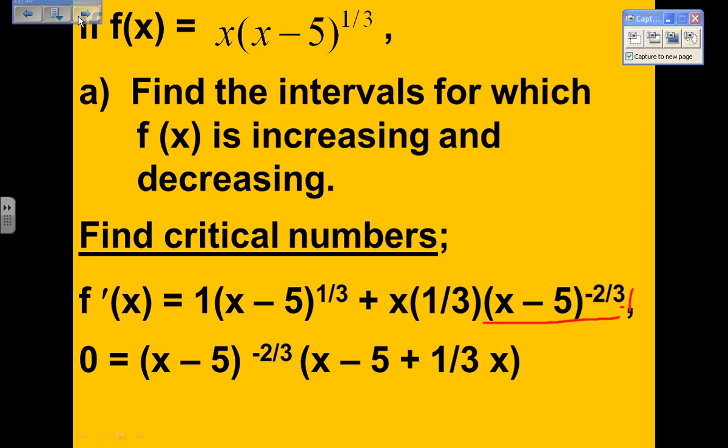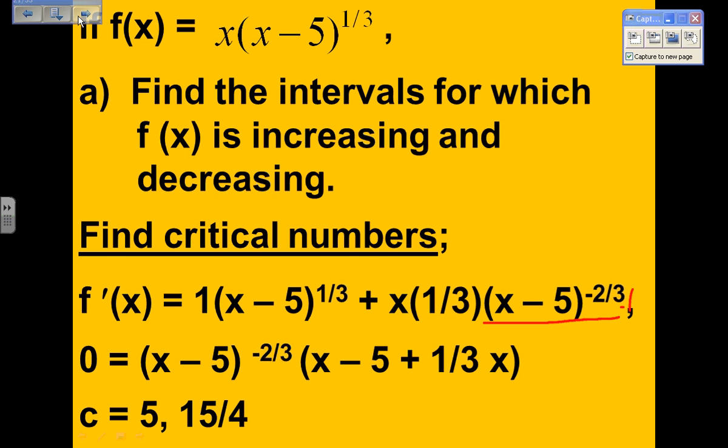Is that right? Did you get that? Nice. 5 and 15/4. 5 makes it undefined because it has a negative exponent, and the 15/4 makes the second factor equal to 0. Those are the critical numbers. Is 15/4 bigger than 5? I don't think so, because 4 times 5 is 20.